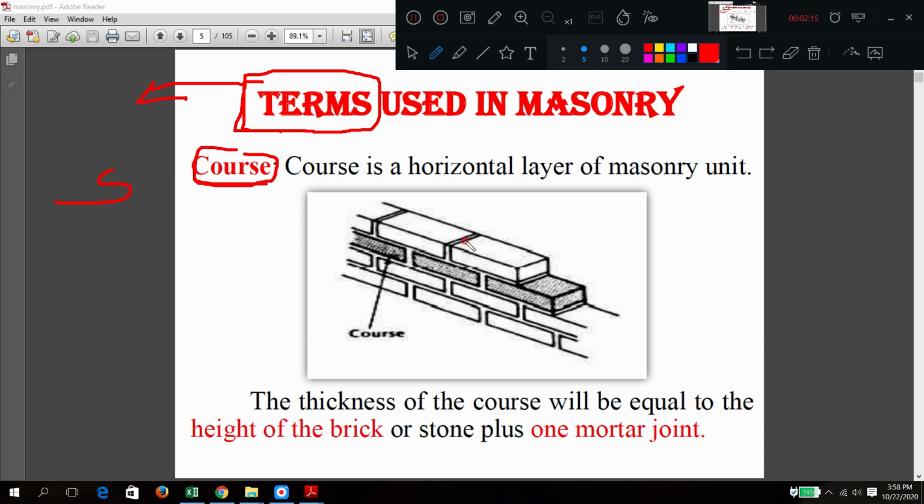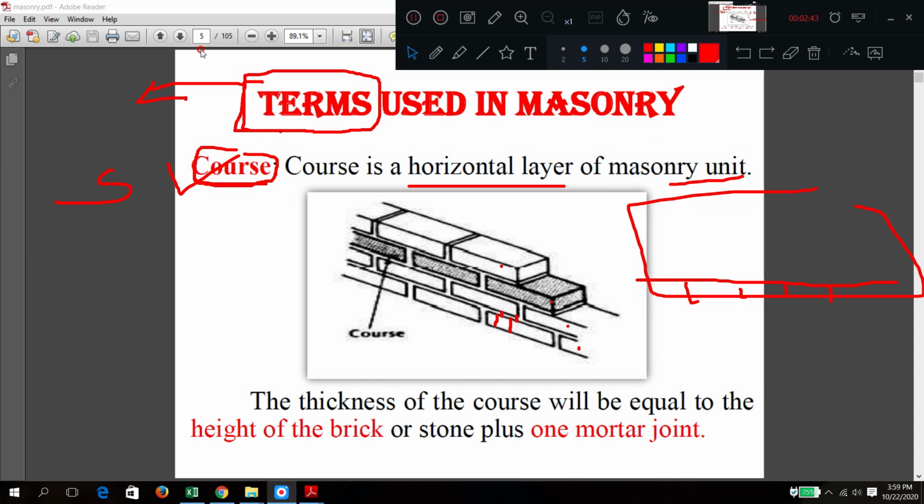In any masonry work, one layer of building units, this is also one layer, second layer, third layer, fourth layer. Each layer is called a course. It is a horizontal layer of masonry units. What is its thickness? One course thickness means one building unit plus one mortar joint. Are you able to understand this? One building unit plus one mortar joint.